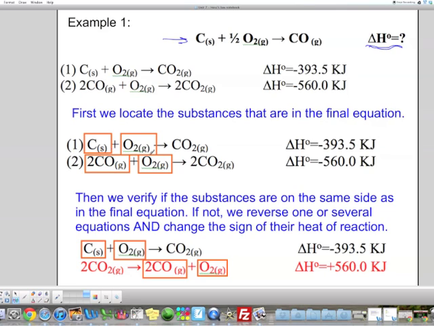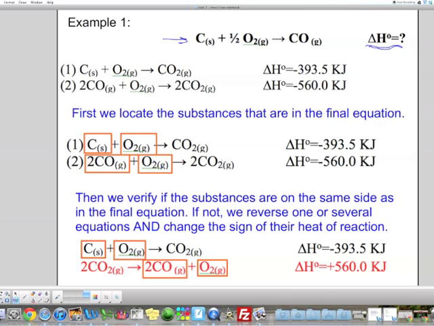The second step is to verify if those items that I boxed in are on the same side as in my final reaction. Carbon here is on the reactant side, and I do need it on the reactant side, that's fine. Oxygen, because I have it in two places, I won't bother with it. The chips will fall where they may if I deal with the rest. I'll deal with substances that are present in only one place. So here I have 2CO. I need the CO on the product side, but I have it on the reactant side, which means I'm going to have to rewrite this equation, but flip it instead.